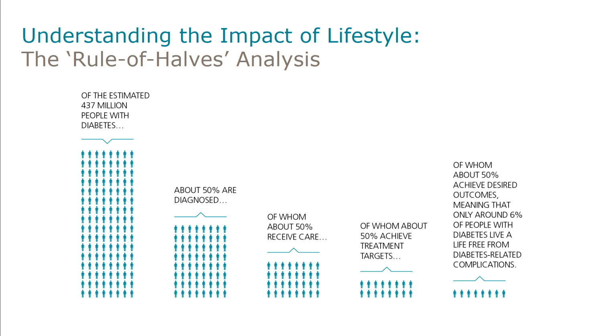What the rule of halves says is, of the 415 or 437 million, whichever statistic you take, people in the world living with diabetes, only half of those people are diagnosed. Of that half, only half are receiving care. Of that half, only half are achieving their treatment targets. Of that half, only half are living relatively stable lives without significant complications. Now, this is a really quite devastating indictment against what we're doing to halt this epidemic.